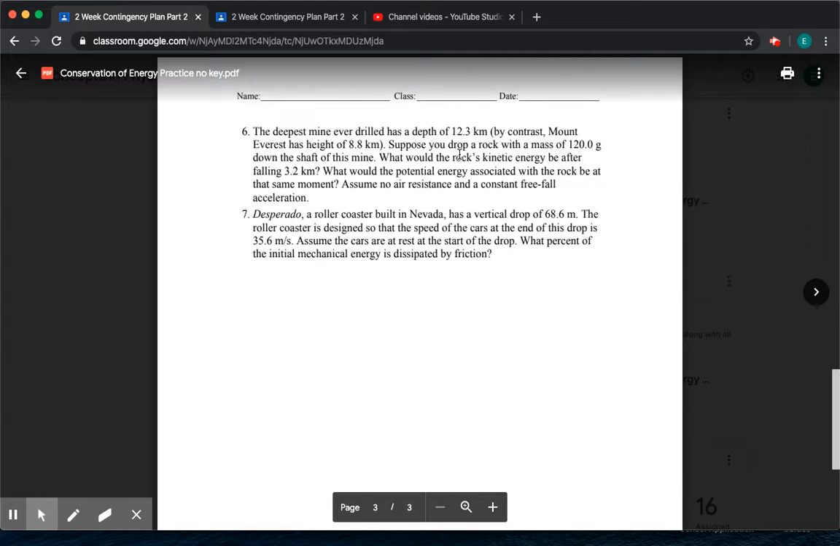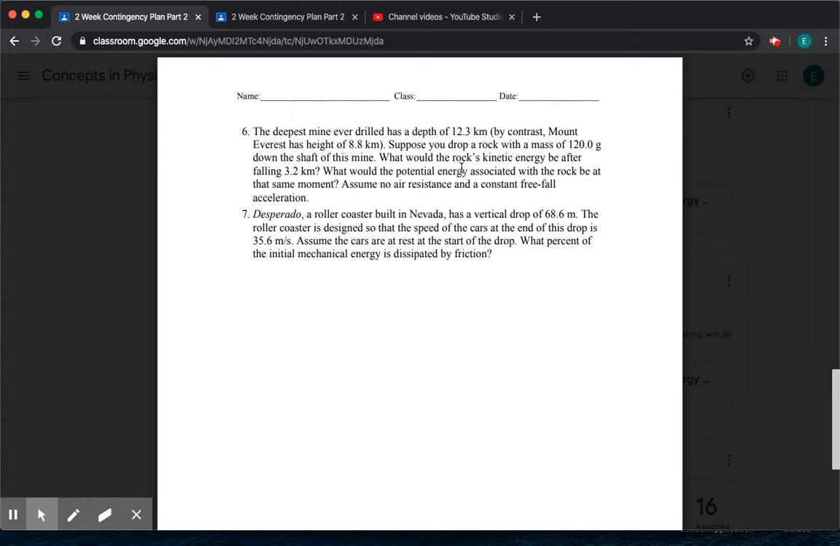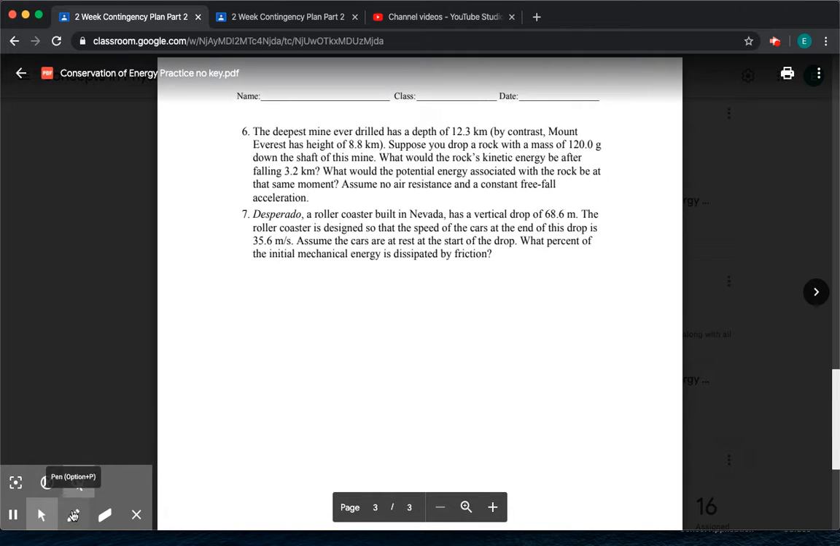Suppose you drop a rock with a mass of 120 grams. We want to know what would the rock's kinetic energy be after falling that much, and what is the potential energy at that same point, okay? So here's a diagram.